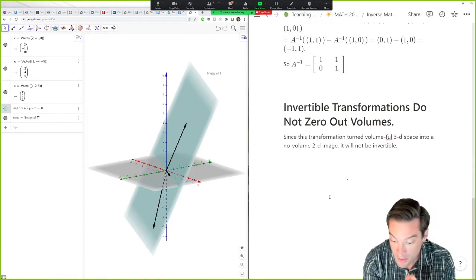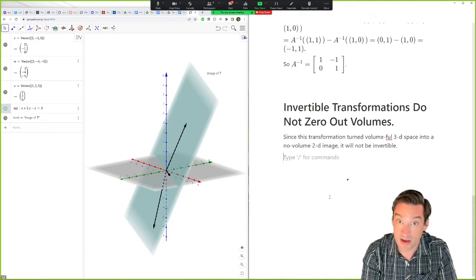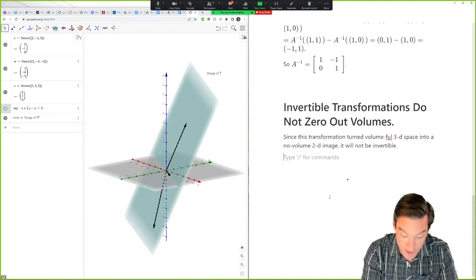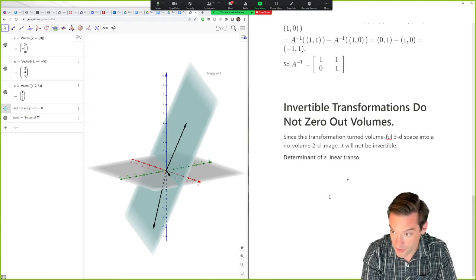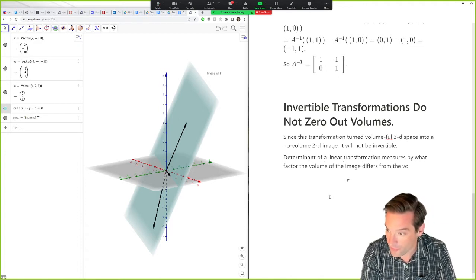And so what we're going to develop after we take our 5-minute break here is this idea of the determinant of a linear transformation. And what the determinant of a linear transformation is, it measures by what factor the volume of the image differs from the volume of the domain.